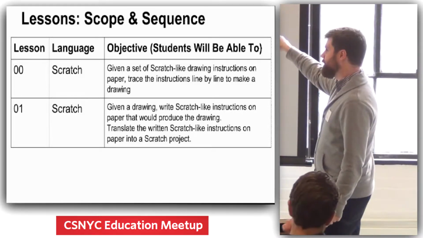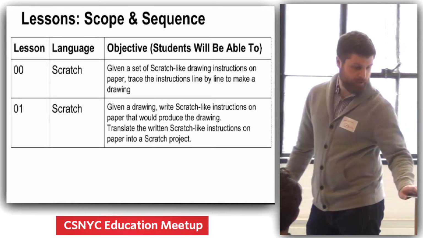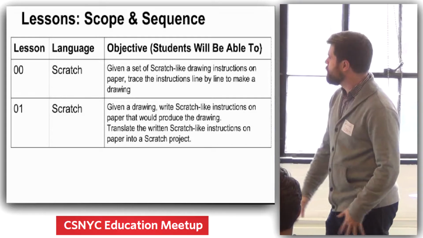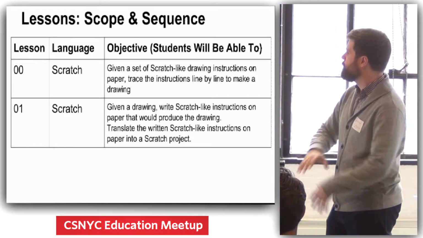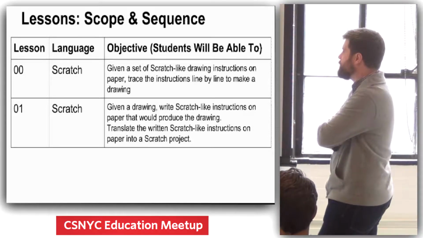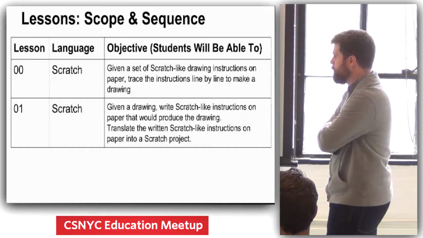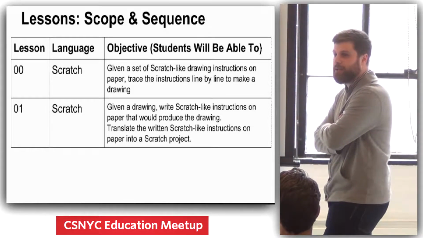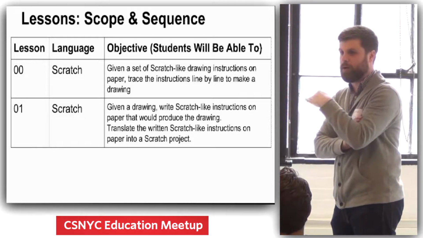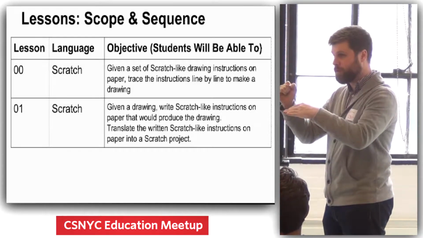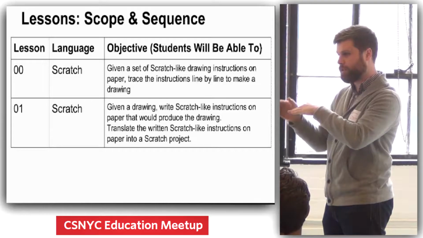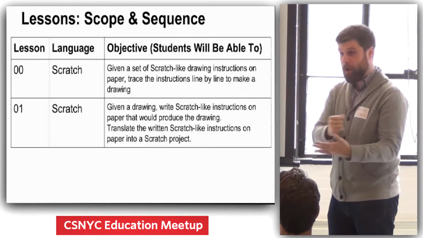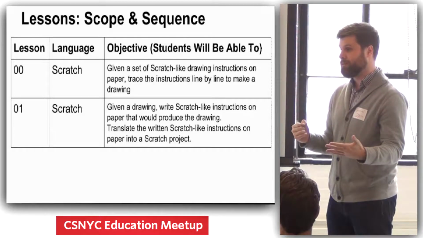So the first lesson in Scratch that is relevant towards stuff like that, and I learned this the hard way by trying and then having to go back: given a set of Scratch-like drawing instructions on paper, trace the instructions line by line to make a drawing. So if I gave you instructions on paper for drawing in Scratch, which are like move, right, and you can point in the various directions, can a kid trace that on paper to make said drawing?